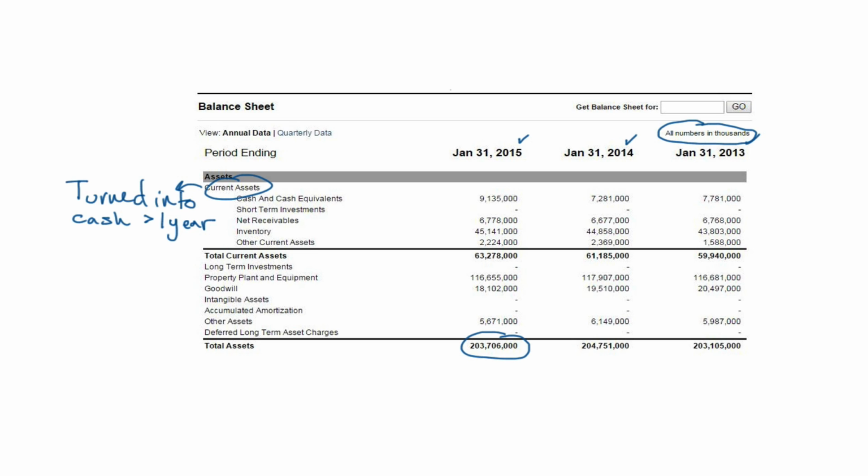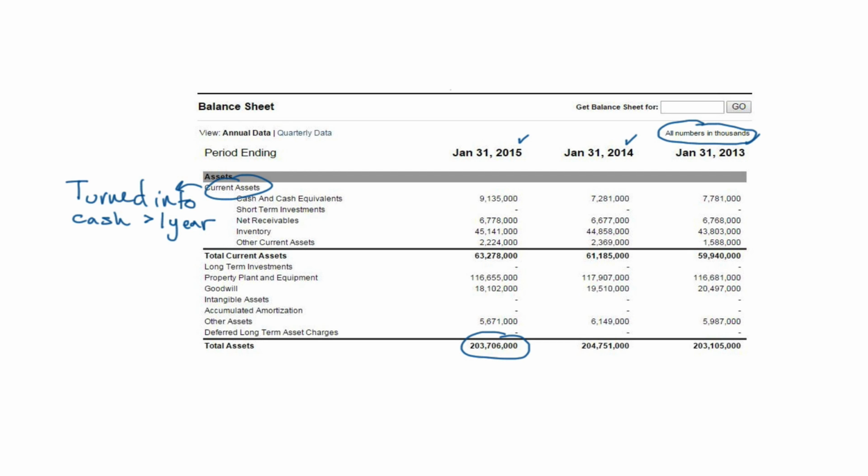So looking through current assets, you'll notice that everything that's listed under here is designed to be turned into cash in less than a year. Doesn't mean that we absolutely need to. It just means that if we wanted to, we probably would have a reasonable chance of doing so.